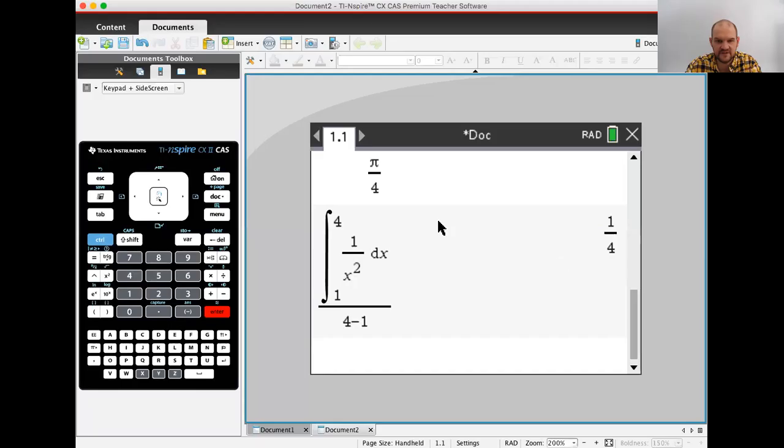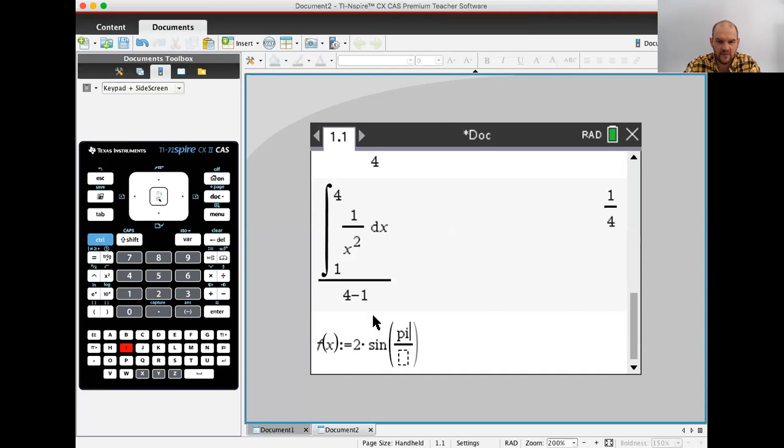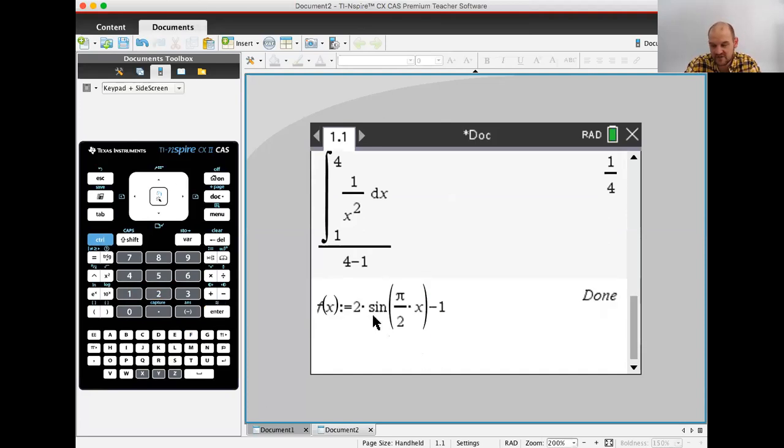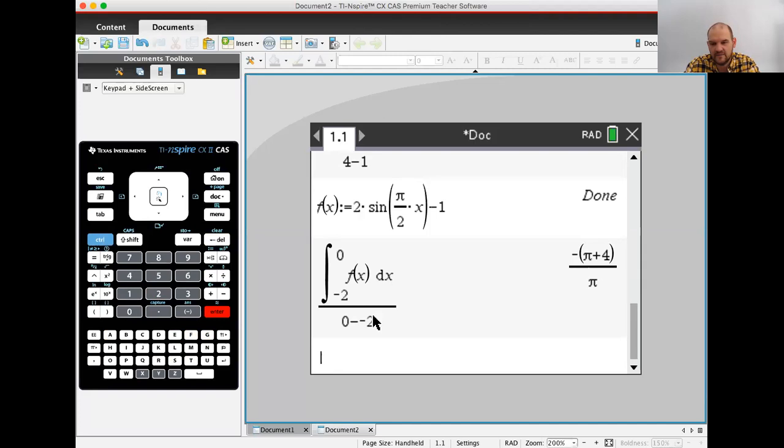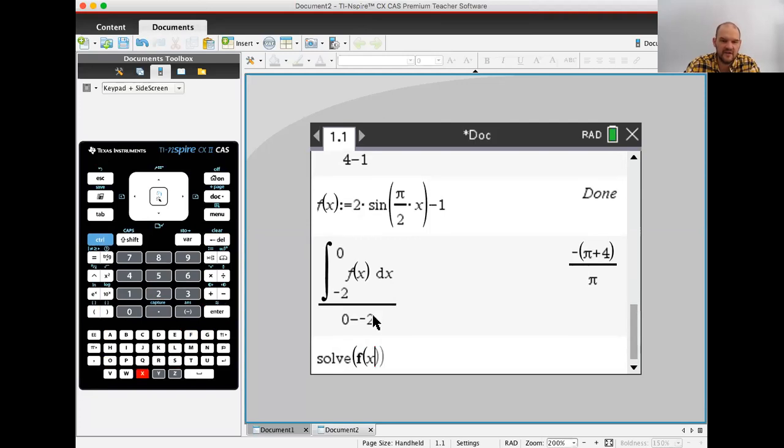So I'm going to define the function. F of x is 2 times sine of pi over 2 x minus 1. Okay, so let's just check the average value. Integral of f of x from -2 to 0, over 0 minus -2. Almost got that wrong. Okay, so that is -1 minus 4/pi. Awesome. Solve f of x equals that answer for x.